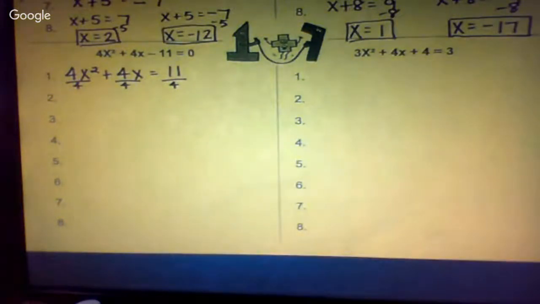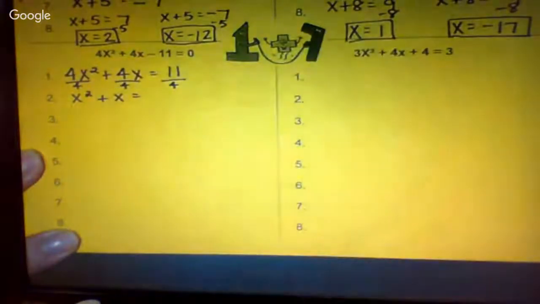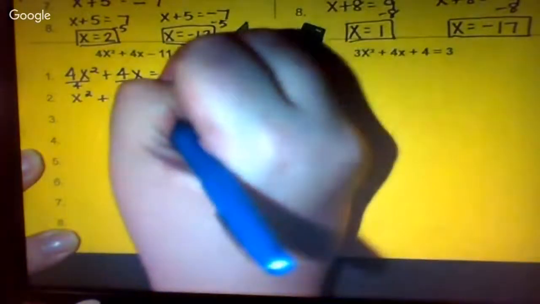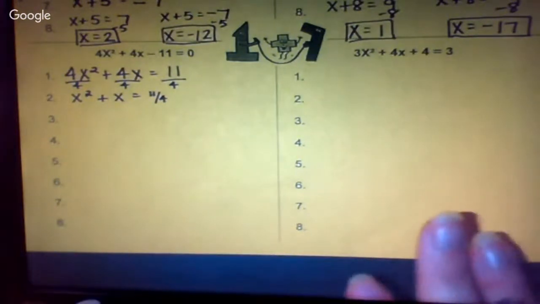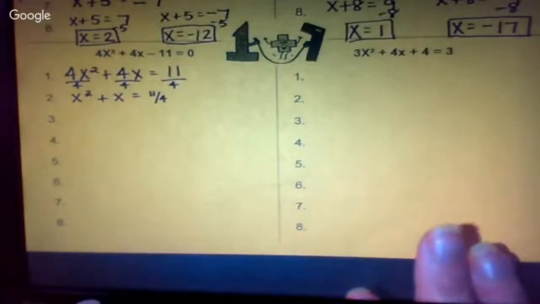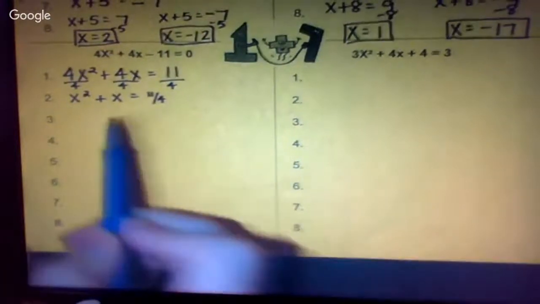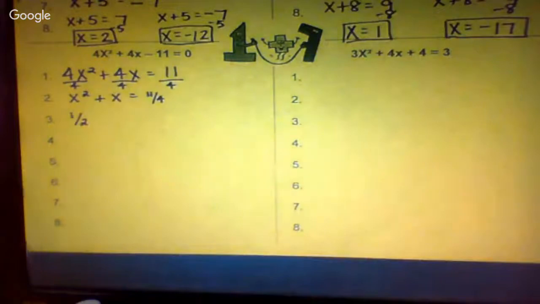So what's 4 divided by 4? 1. So now I've got x squared plus 4 divided by 4 is? 1. So I just have x equals. Does this divide evenly? No, so leave it alone. Leave it as 11 over 4. Step number 3 says find half of B. Well, what's my B value now? 1. And what's half of that? 1/2.